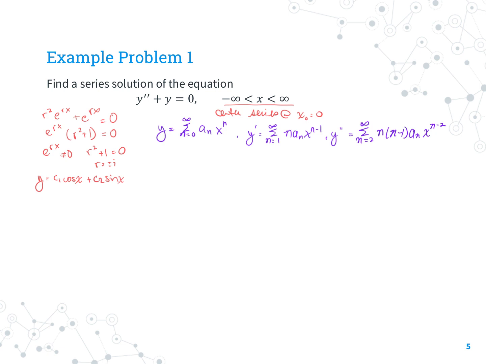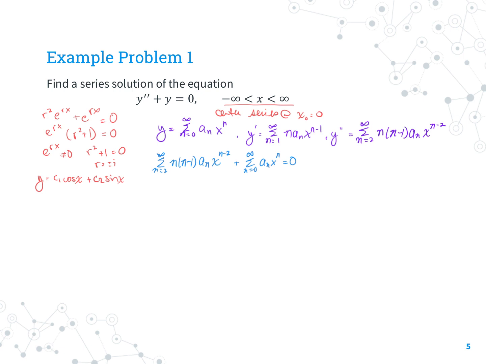But now that we know what our function and its derivatives look like in terms of power series, let's plug it into our differential equation. Notice on this one, we don't need a y prime. We only need y double prime and a y. So let's take y double prime, which is the sum from n equals 2 to infinity of n times n minus 1, a sub n, x to the n minus 2. That's all y double prime. Let's add to it y, which is the sum from n equals 0 to infinity of a sub n x to the n, and that sum should be 0.